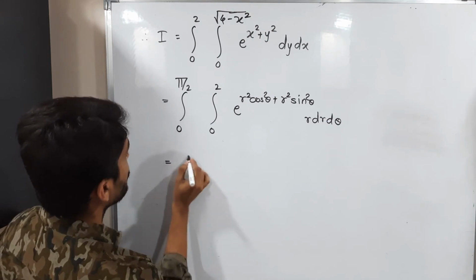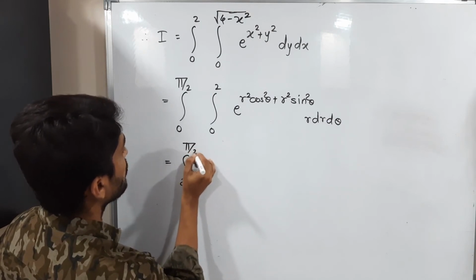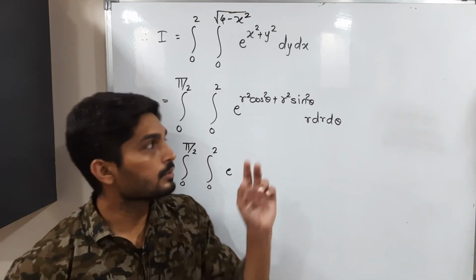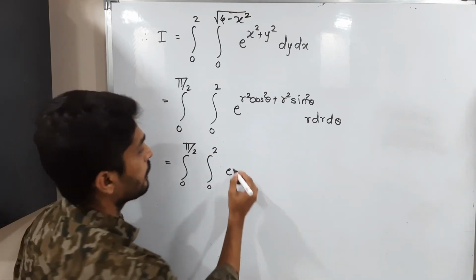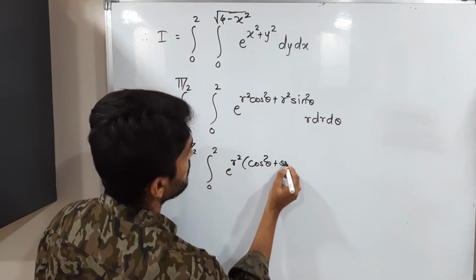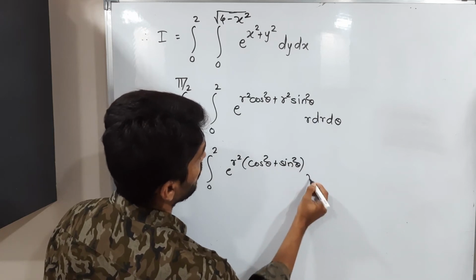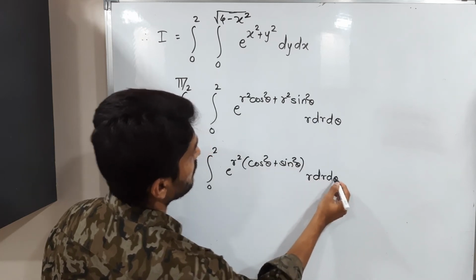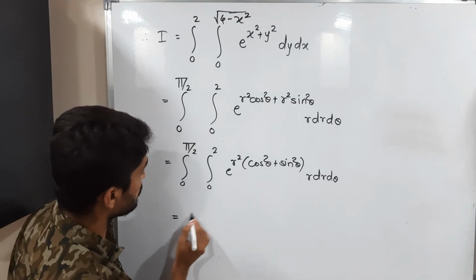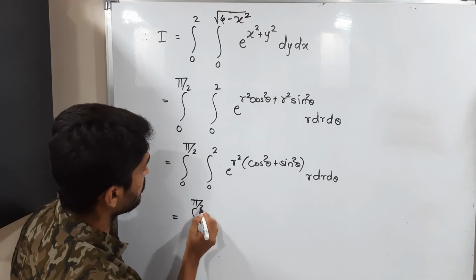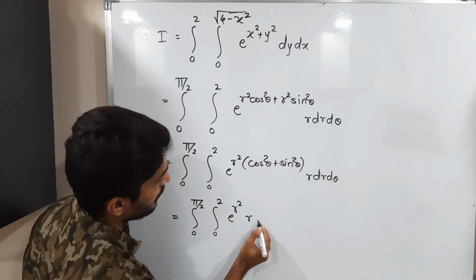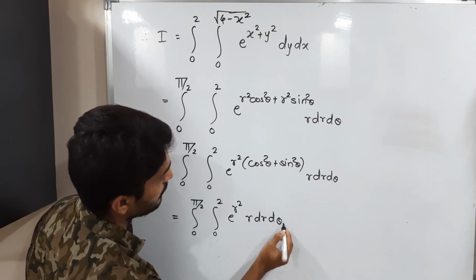So this is equal to integration 0 to pi by 2, 0 to 2, e raised to r square common, so we will have e raised to r square into cos square theta plus sin square theta, r dr d theta. So cos square plus sin square is 1. So we will have integration 0 to pi by 2, 0 to 2, e raised to r square r dr d theta.